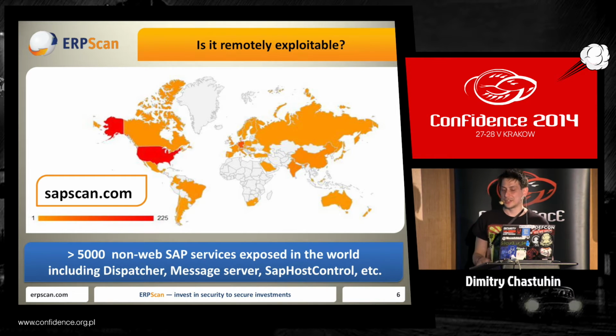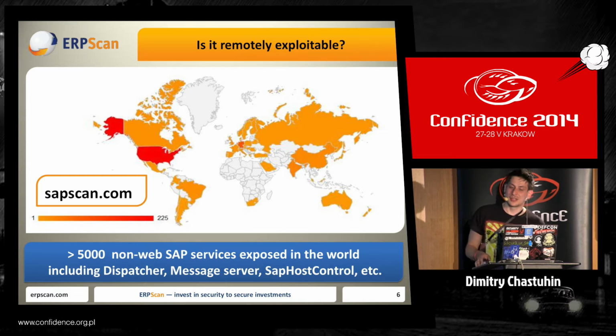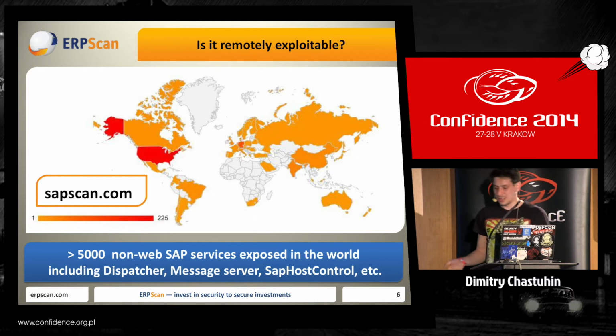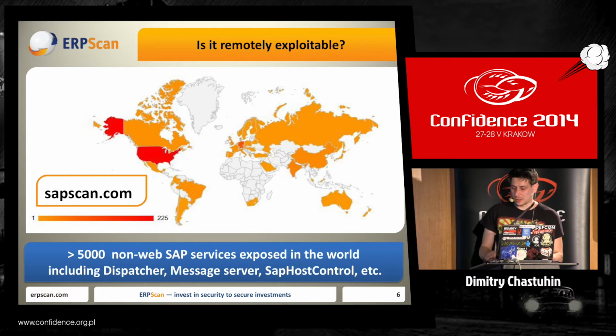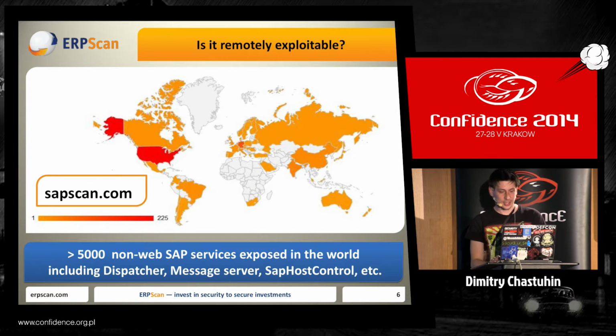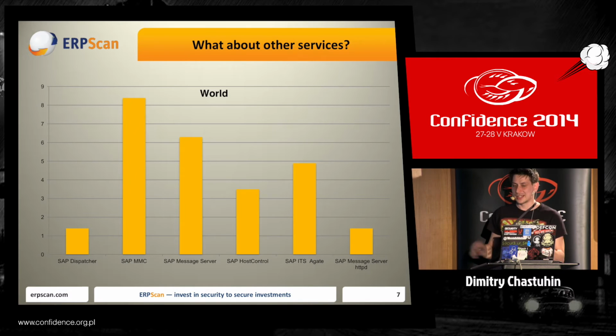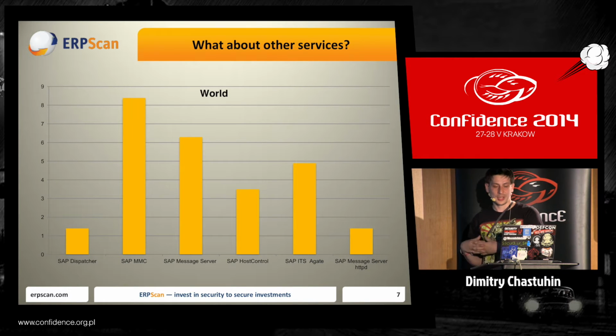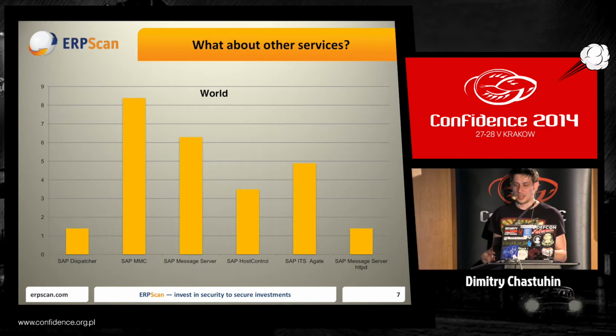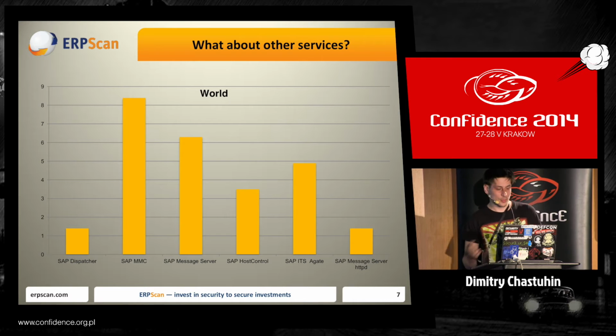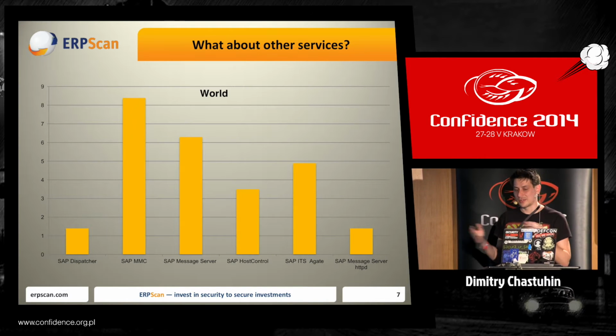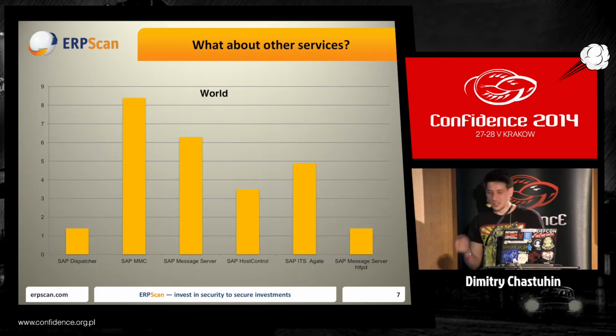We have scanned the internet for various SAP services, and we found a lot of different SAP systems, a lot of different SAP components and open ports in different countries. As I said, we scan the internet and try to find open SAP ports. One of the most popular SAP ports, for example, is the SAP service MMC.